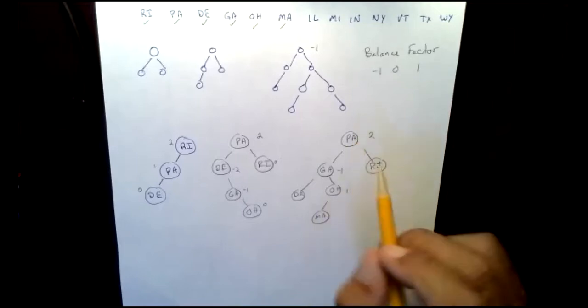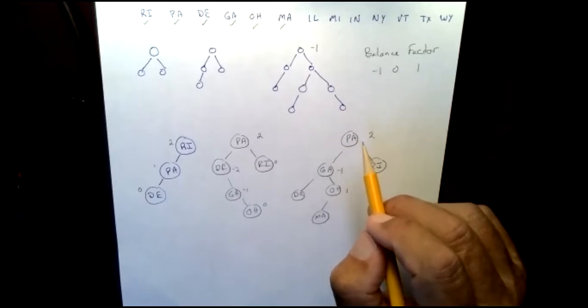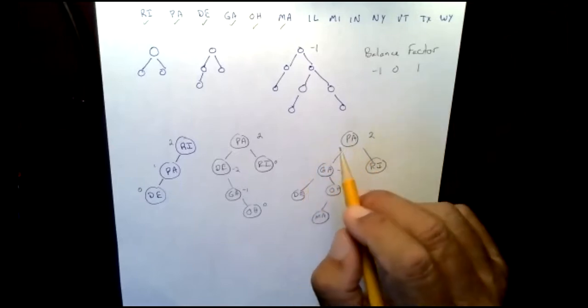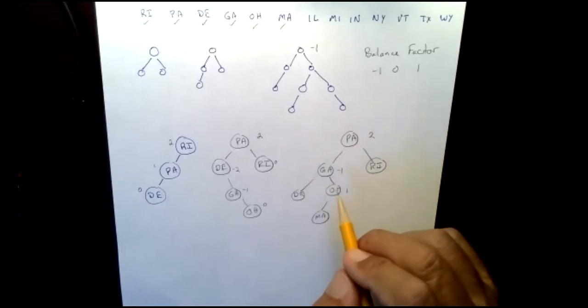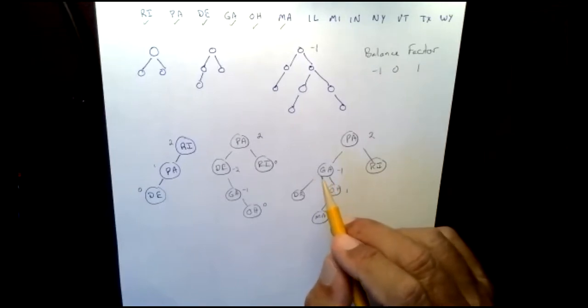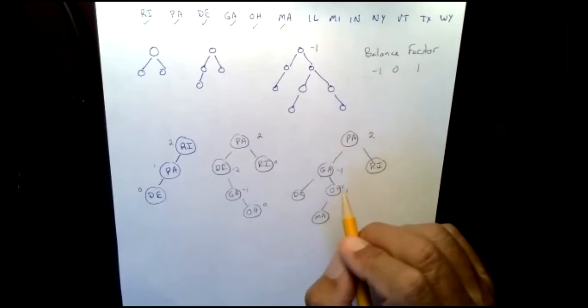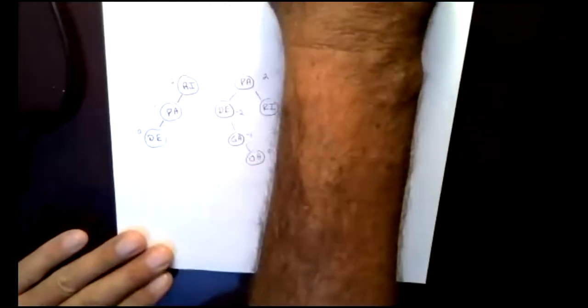Well, PA has to get replaced by the next largest. What's the next largest? Because everything less than it's going to stay over here. Everything greater than it's going to go to the right to balance it out. Would it be a left-right rotation? Yeah. You see this Ohio? Ohio's going to have to get rotated left, and then we're going to have to rotate up. So Ohio's the one that has to come up. So let's see if we can pull this one off.